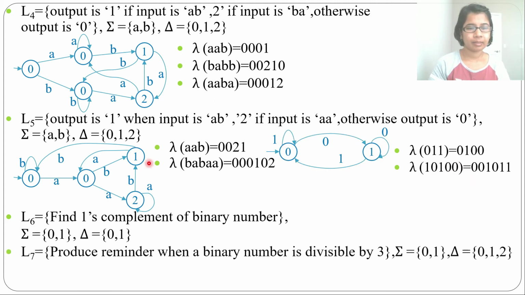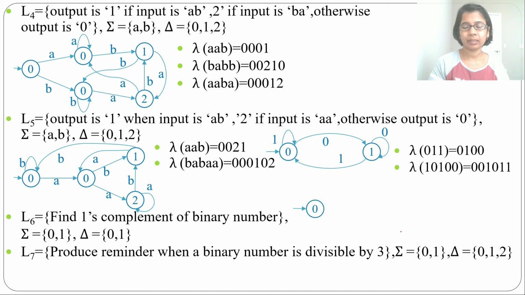Let's see another example. Produce the remainder when a binary number is divided by 3. It is the same as DFA. How we design the DFA, it is the same. So just write down 0, 1, 2 in state. If you are writing state names, then write 0, 1, 2 with the state name. If you are not writing state names, just write 0, 1, 2 as output inside the state.